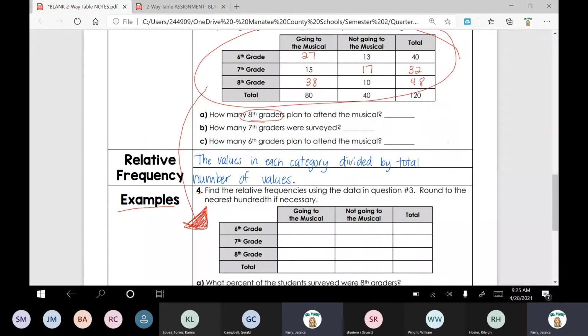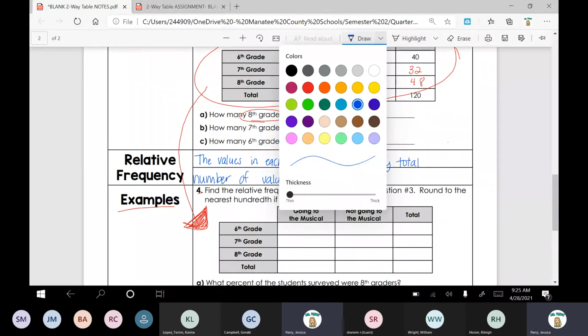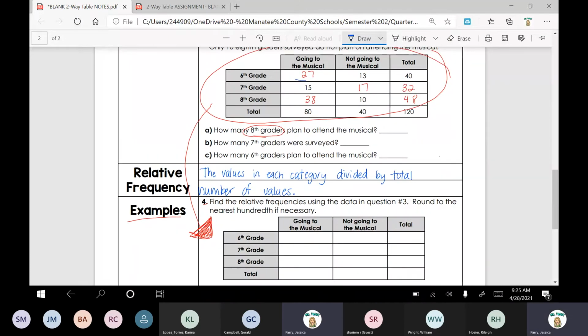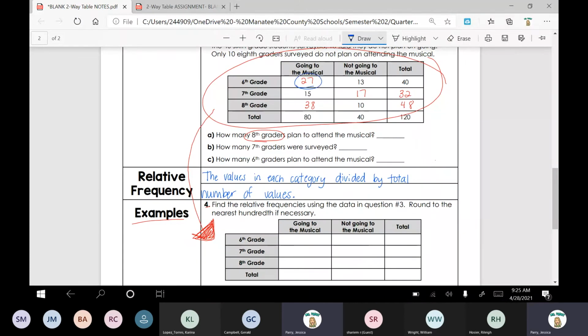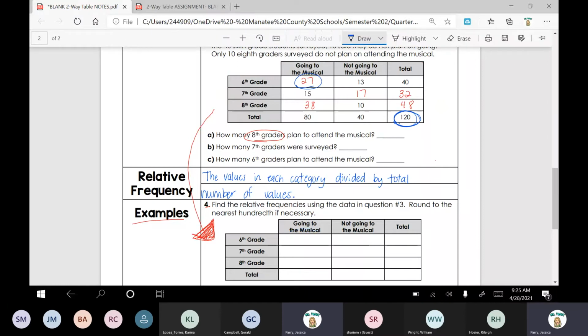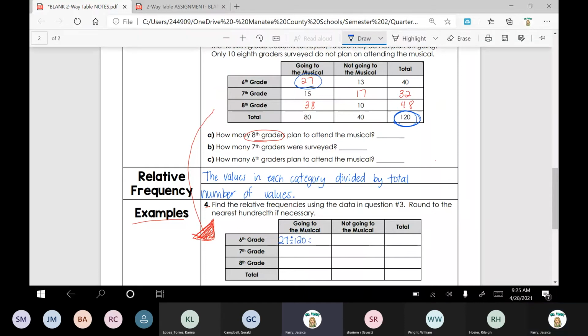But what we're really going to be doing is we're going to take all of our numbers. We're going to take all of these numbers. We're going to take the 27. You take all of your numbers and then you're going to divide by the number in the bottom right corner. So you would plug into your calculator to figure out what goes here. You would do 27 divided by 120.